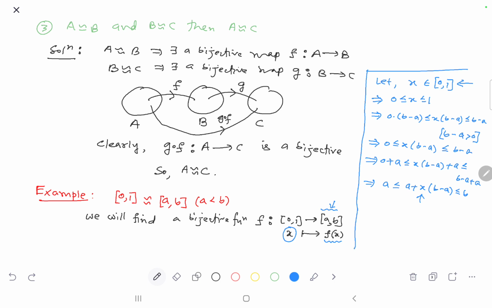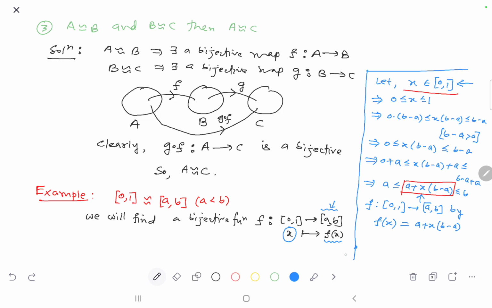Got it? So we define f from [0, 1] to [A, B] by defining f(x) equal to what? f(x) equals A plus x times (B minus A). Because if we start with x in [0, 1], then we get an element inside [A, B] by this formula, right? So we are sending x to this. Now you have to check it is injective, surjective, and it is a very easy, trivial part. You can check it.